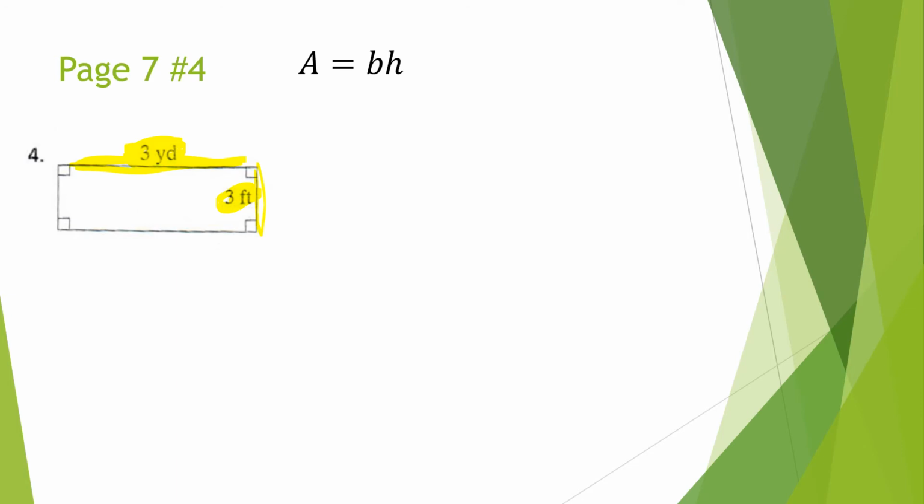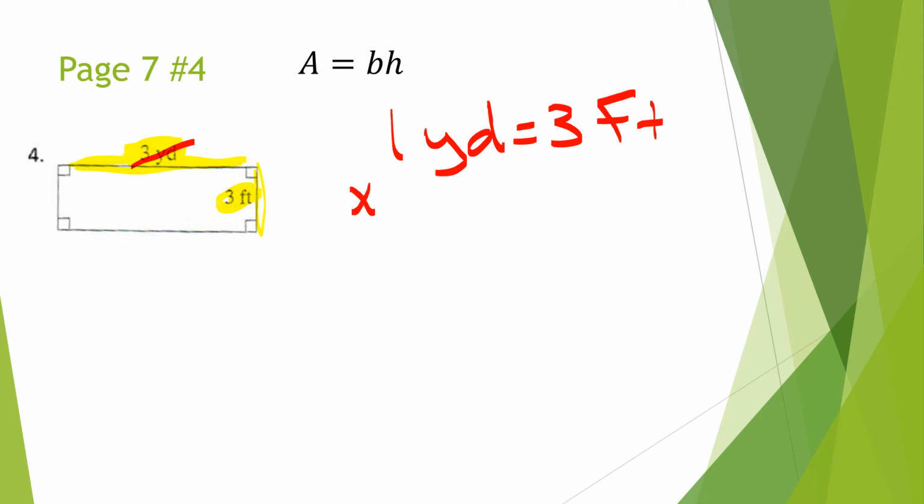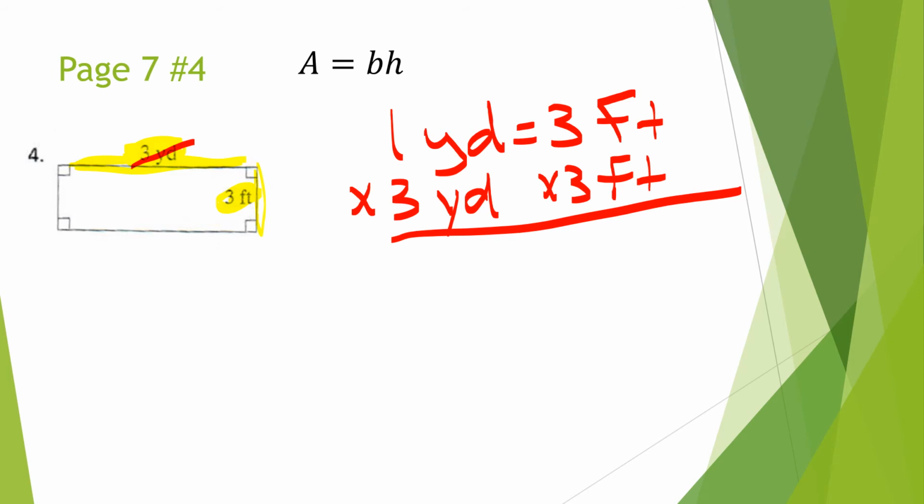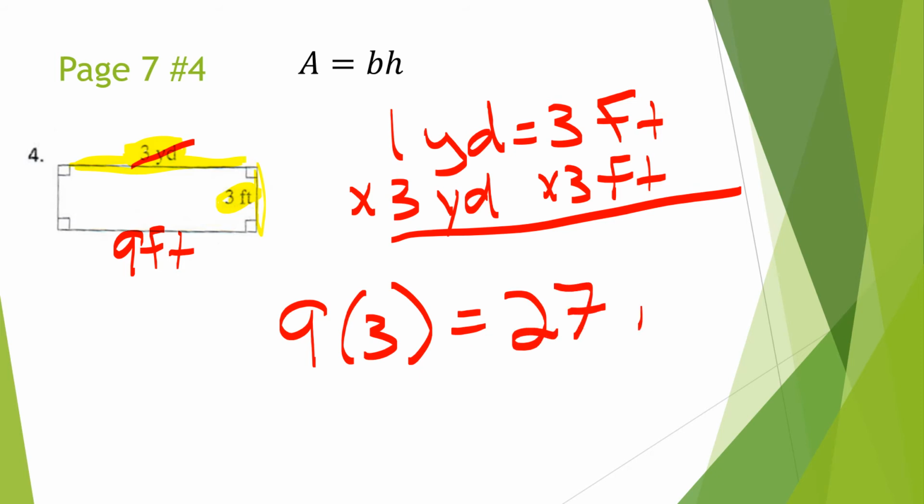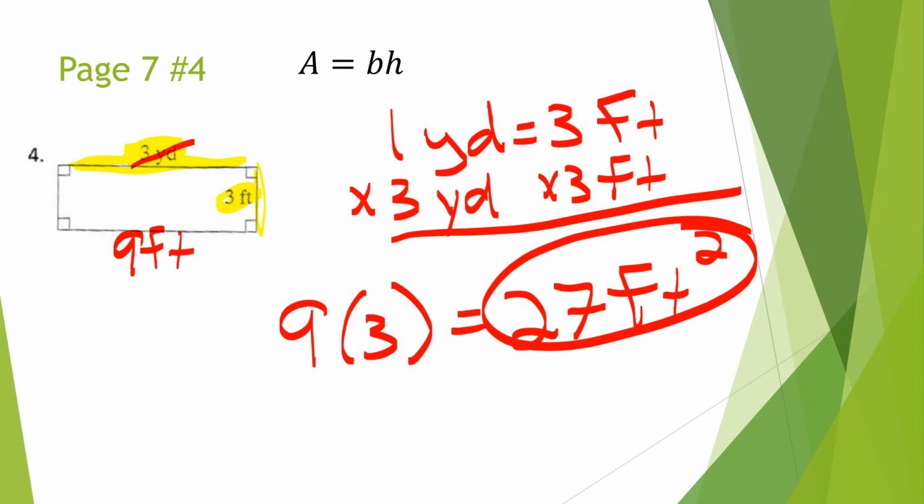But if you don't know this, 1 yard is 3 feet. So I'm going to convert this from yards into feet. So since I had 3 yards, that was times 3. So I'm going to do this times 3 as well. So it's going to be 9 feet. So once I have all my units the same, now I just do my base times height. So 9 times 3. My area is 27 square feet. So again, just watch the units. I will have 1.